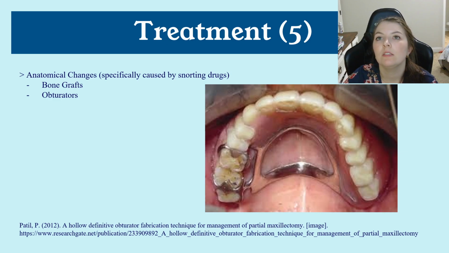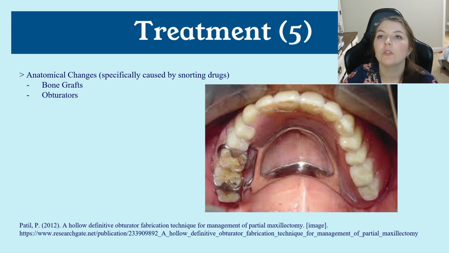We can treat these in a few different ways, most commonly by doing a bone graft. They may take bone from another area of the mouth if it's a smaller hole and patch that area and allow the tissue to grow back together. Sometimes they use a synthetic bone material like bovine or a lab-grown material.